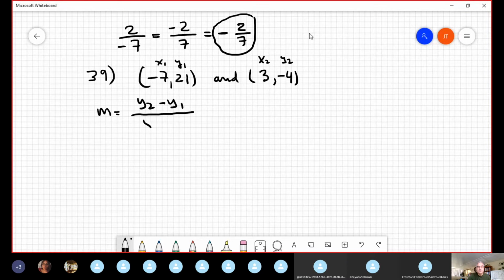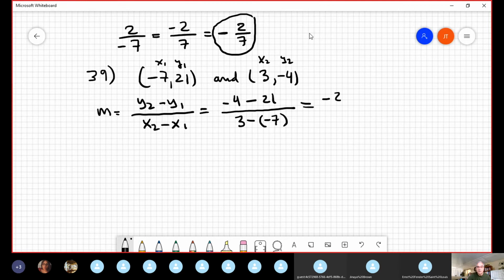I like to rewrite the formula. Now identification of the components. So y2 is negative 4. Minus y1 is 21. X2 is 3. And x1 is negative 7. So negative 25, no? Over, then we have 3 plus 7, double minus becomes positive, and this is 10.